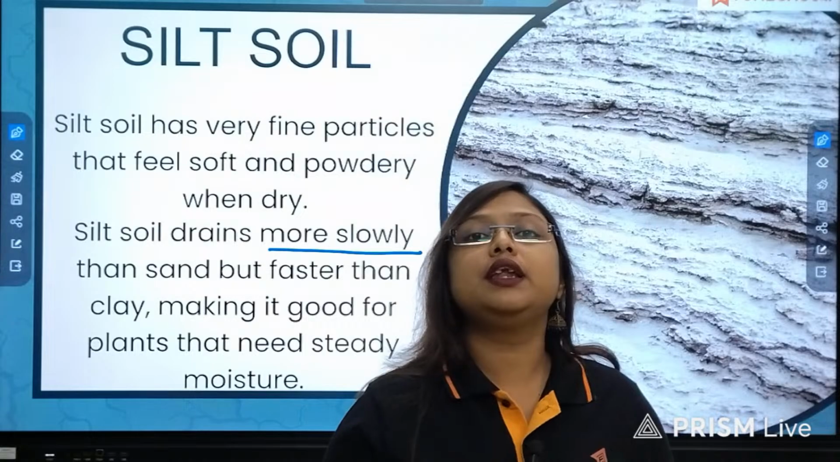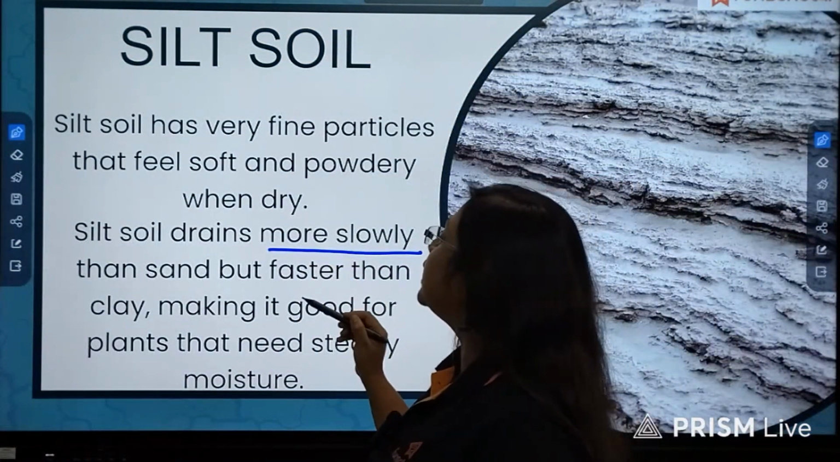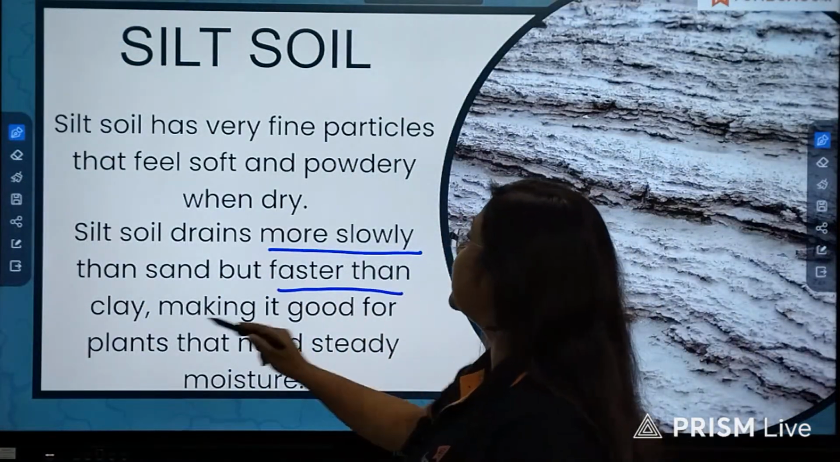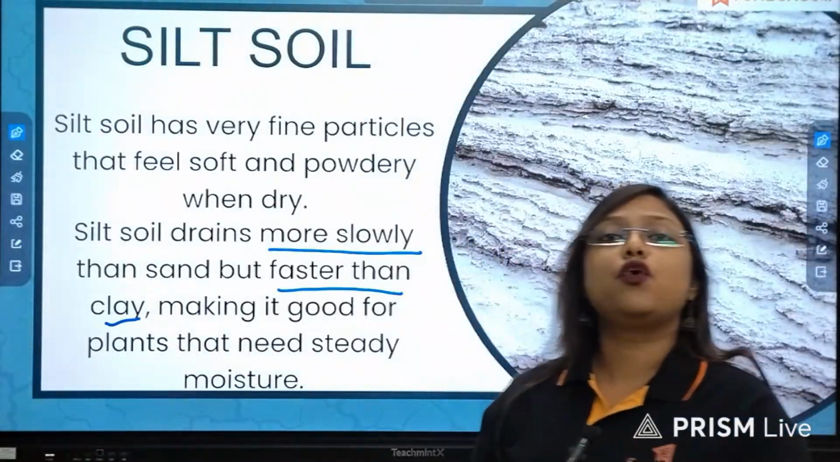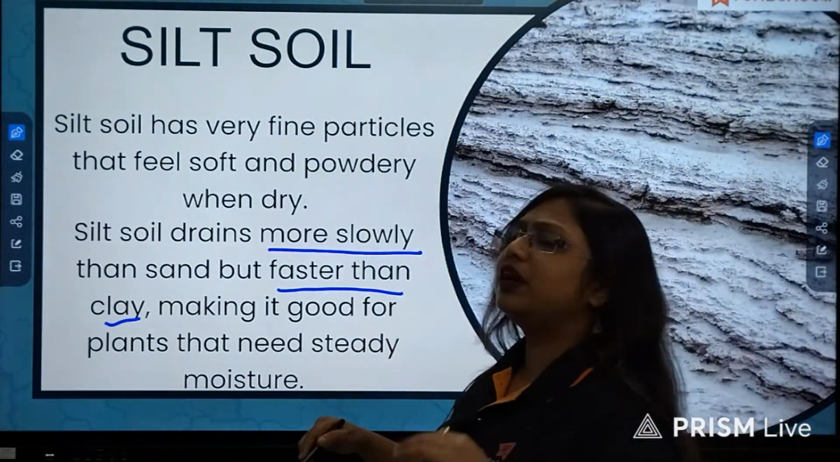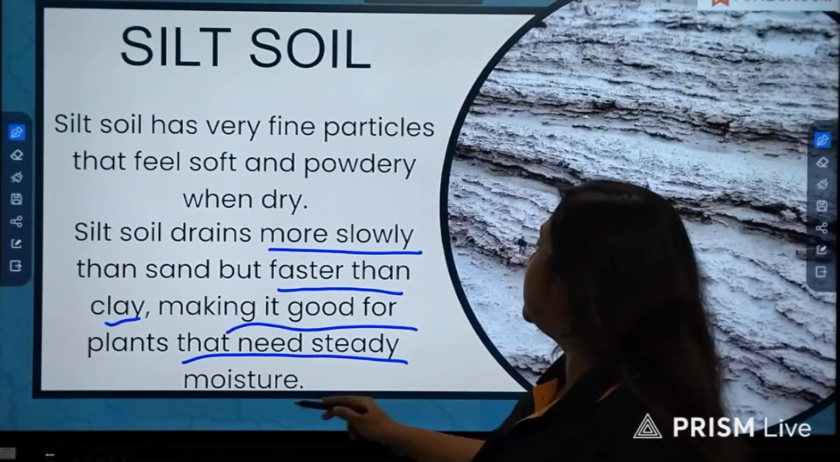They are not retaining water, but here slate is a little bit slower than the sand. They are retaining a little bit of water but faster than clay. That means clay is actually holding a lot of water, right? But slate is not holding that much water, so making it good for plants that need steady moisture.